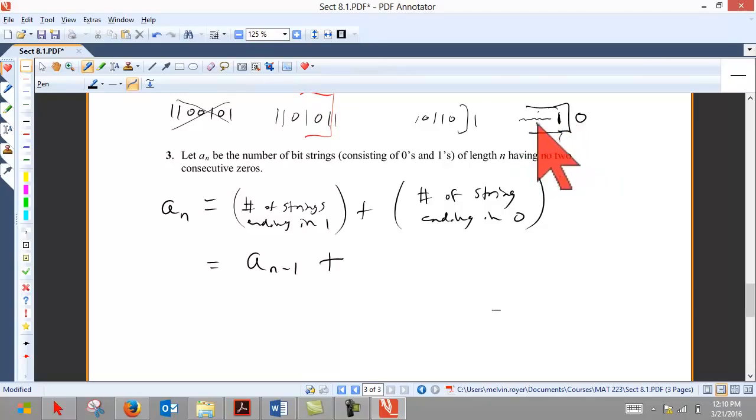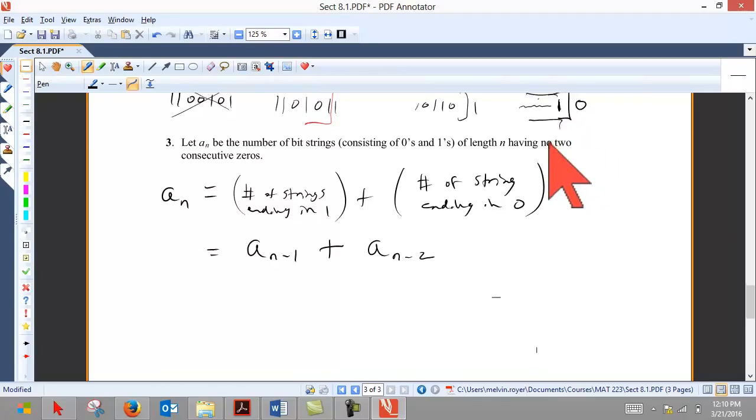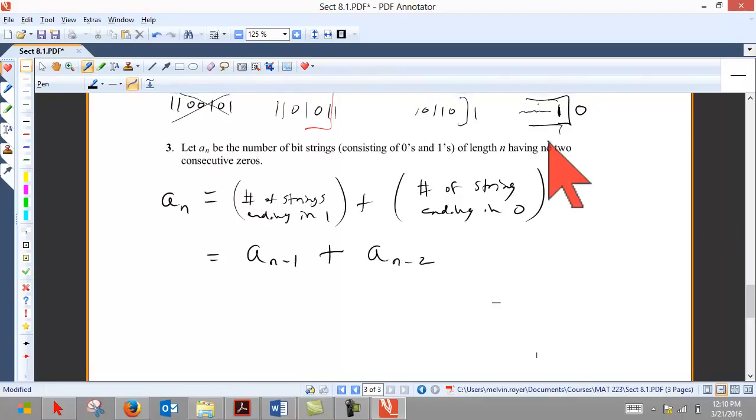So how many of these are there? I can do anything I want for the first n minus 2 bits. So plus a sub n minus 2. So I take an n minus 2 bit string and then I slap on a 1, 0, and that gives me a legal string ending in 0. Okay, that's a little tricky. Again, this bumps me 2 time steps into the past, or 2 lengths shorter. So I had better come up with 2 initial conditions.